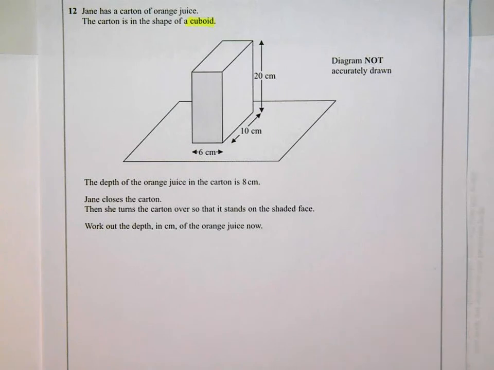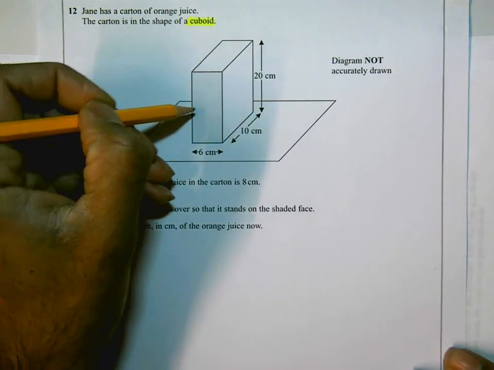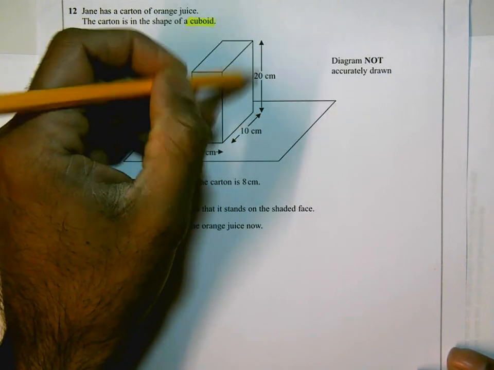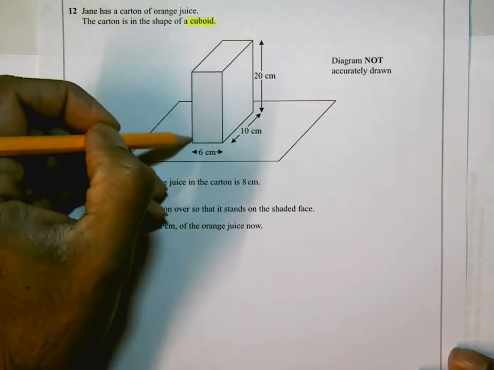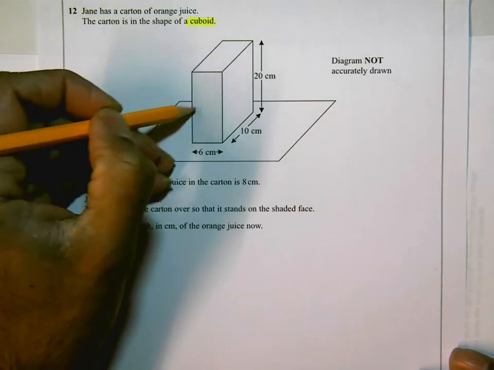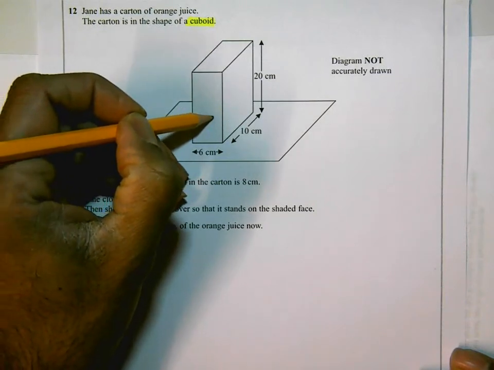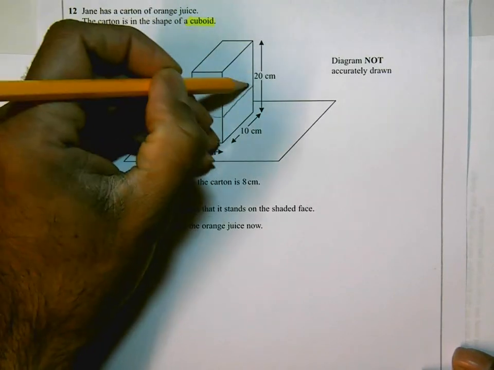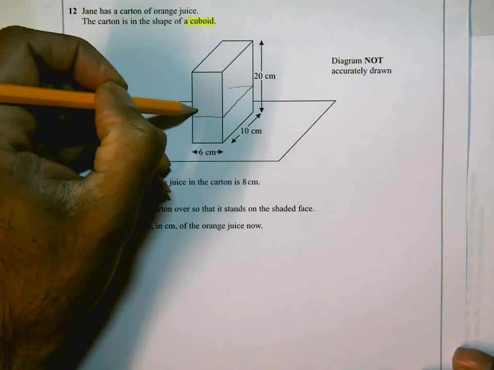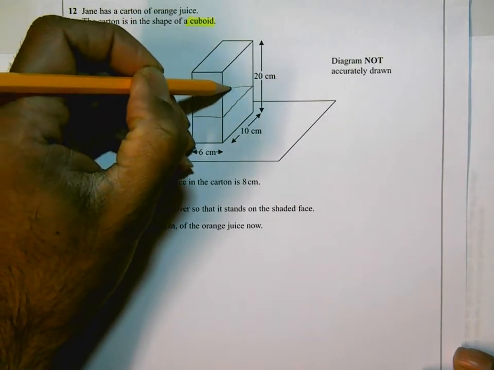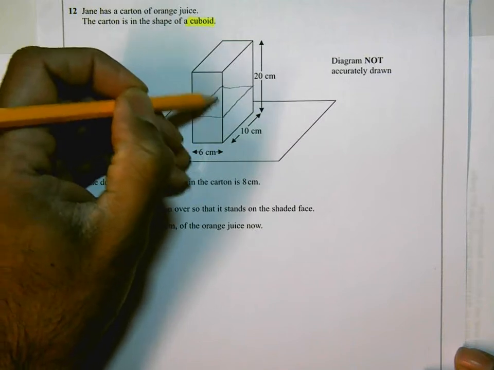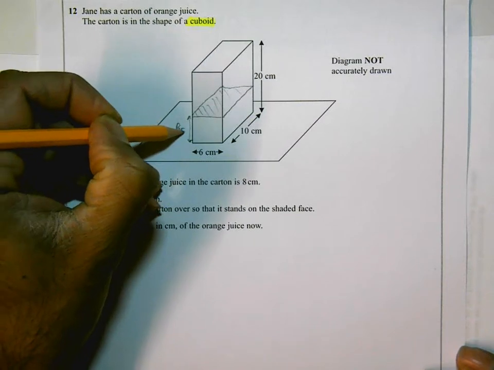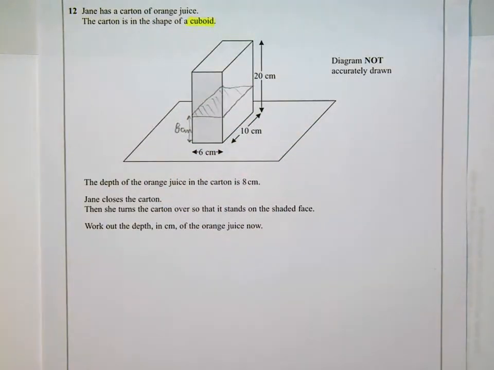Alright, so what I'm going to do is draw something like this. The total height of the carton is 20 centimeters. So if the depth of the orange juice in the carton is 8 centimeters, that means it goes up to there. If it was clear and you could see the inside, it would be going up to there. Yeah, so something like that. That would be the surface of the orange juice, and it would be going up 8 centimeters high. So you need to have a mental image of that, to be able to think about it inside the carton.